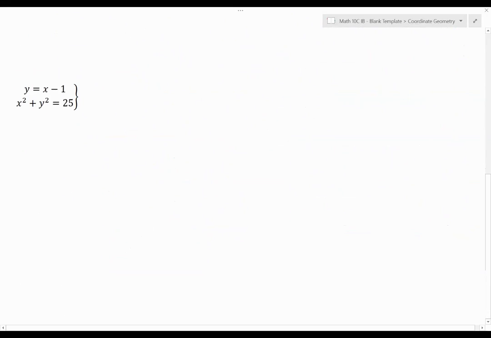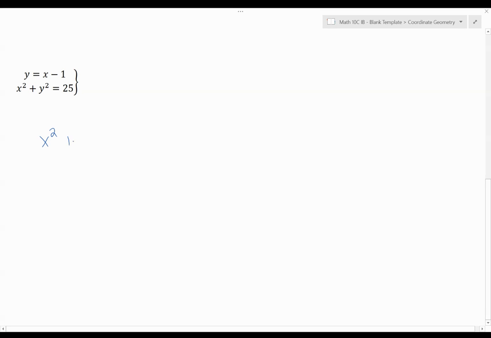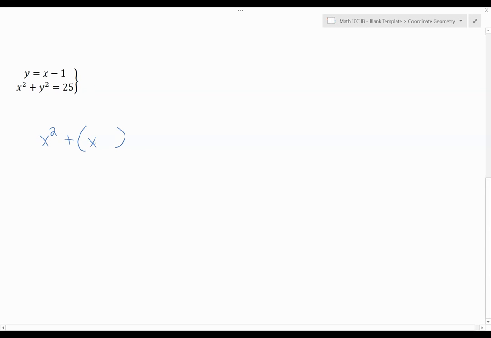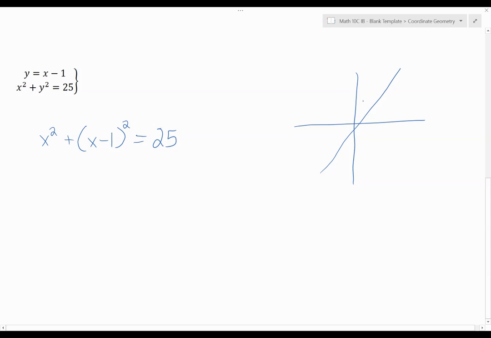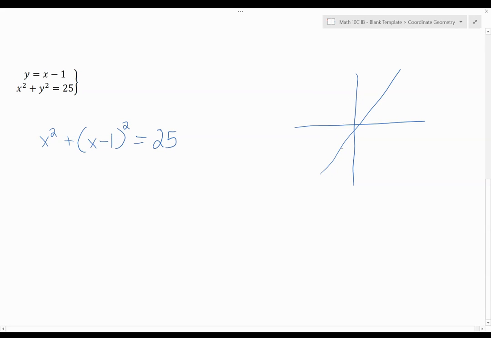Here's another example, and again, we can do a substitution. The first equation is exactly the same, y equals x minus 1. The second one is a little more complicated. The y isn't isolated, but I can still do a substitution. I can turn this into x squared plus, I replace the y with x minus 1. So now instead of y squared, I have x minus 1 squared equals 25. If you're interested, y equals x minus 1 is a line. The x squared plus y squared equals 25 is actually a circle.